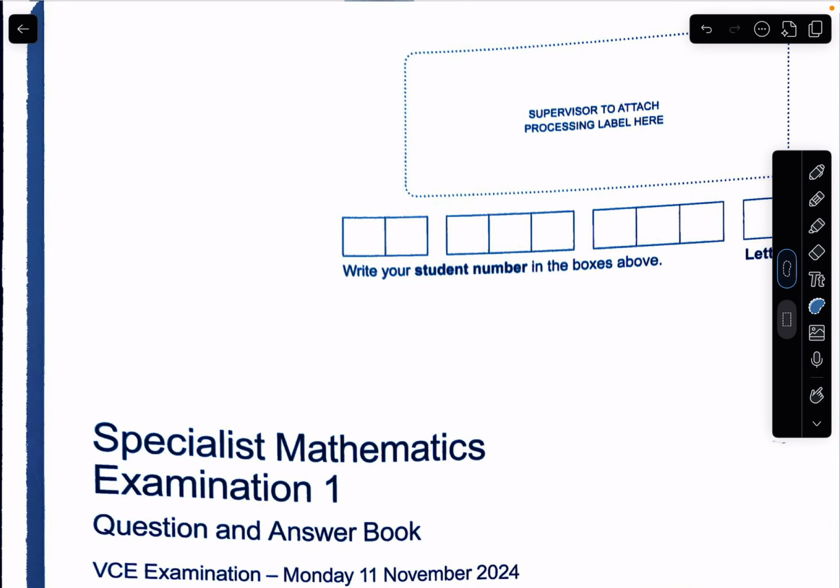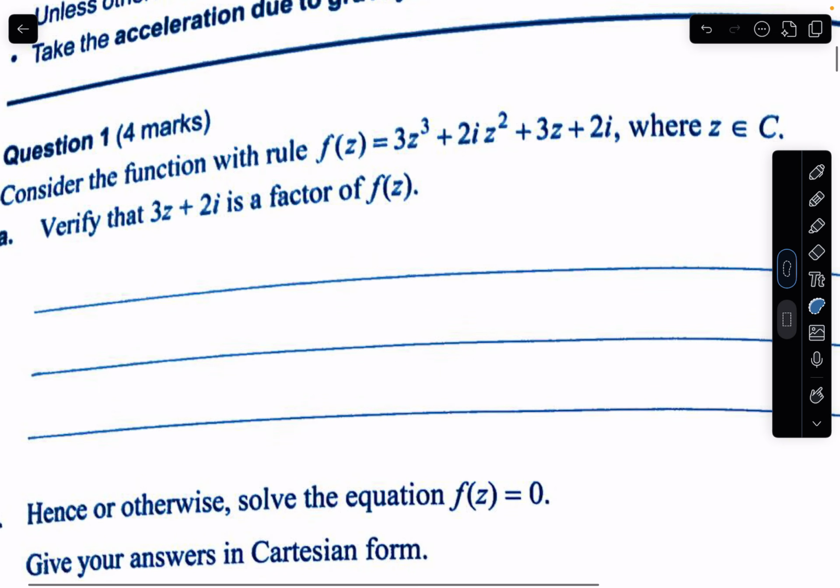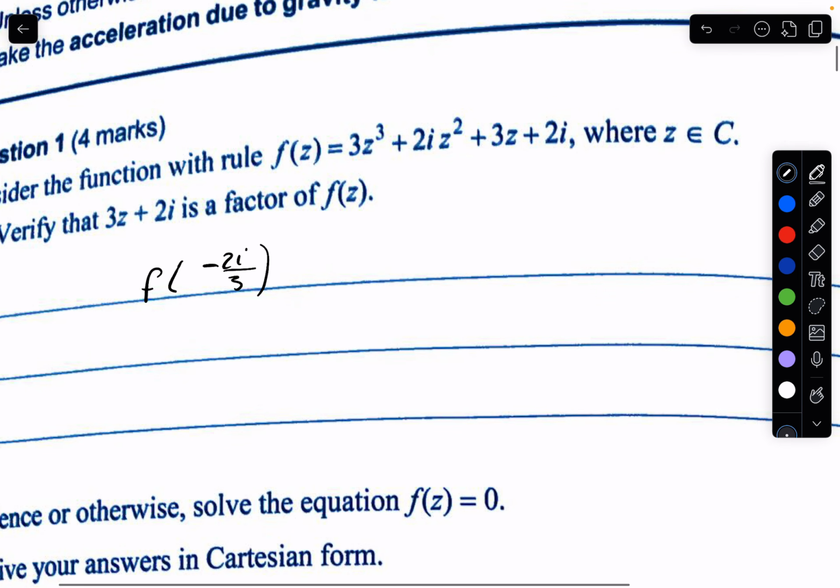Hey everyone, so I've just got my hands on the Special Exam 1. Let's see how it goes. So we want to verify that 3z plus 2i is a factor. That means that f of negative 2i on 3 should be equal to 0.